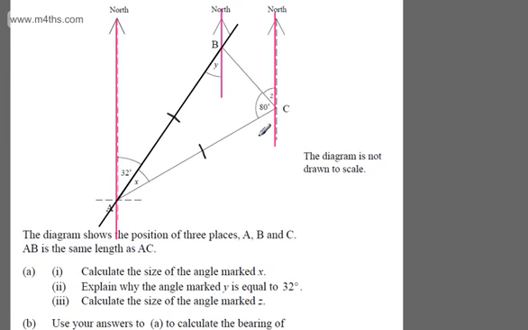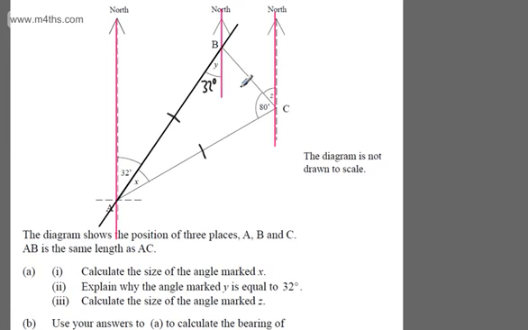Now let's consider the first thing. This 32 with y is an alternate or z angle. So y is going to be 32 degrees. So that's what we've got, and we could explain what it is: it's an alternate angle with the 32 degrees. Now, we're asked to work out the size of the angle x.